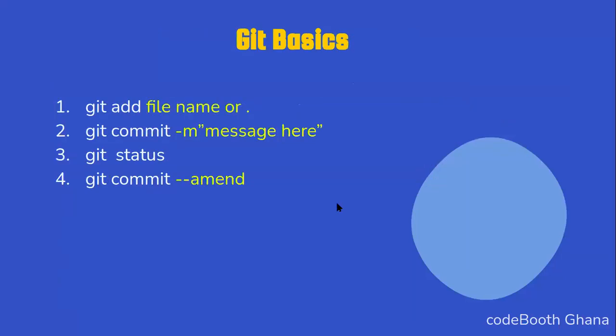All right. So we have done git add, git commit, git status. Let me explain the fourth one so that we can move forward. Git commit --amend. Who can tell me what it does? As the name sounds.